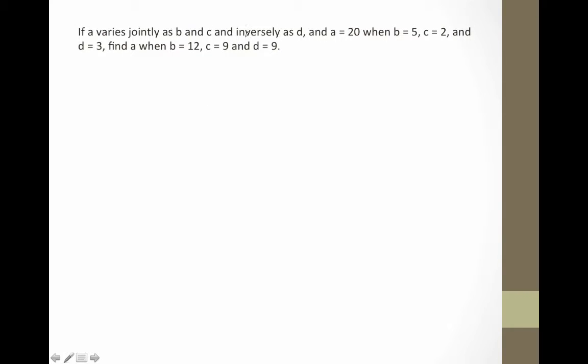So this time we have two things going on. It varies jointly as B and C, but also inversely as D. So A equals, jointly as B and C, K, B, C, and inversely as D. So jointly as B and C means B and C are on the top, inversely as D means D on the bottom, but again, just the 1K.